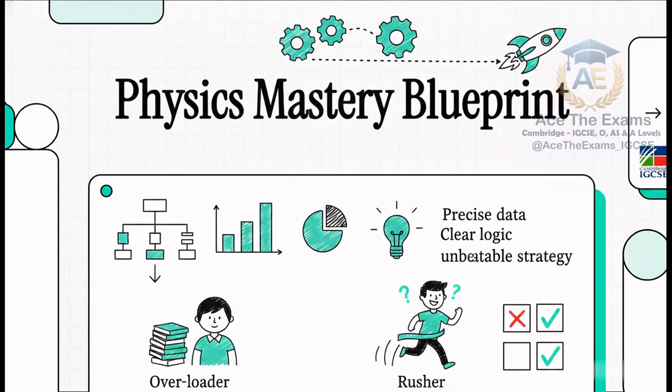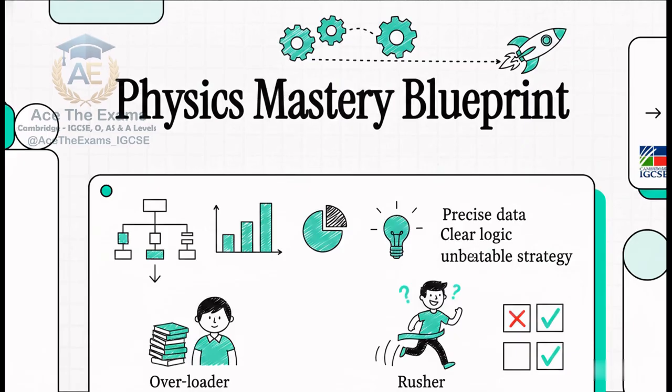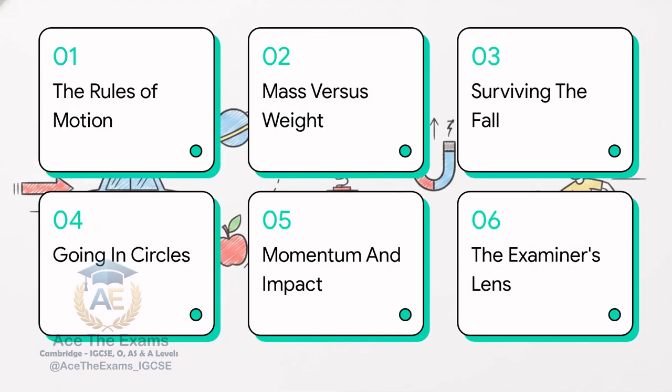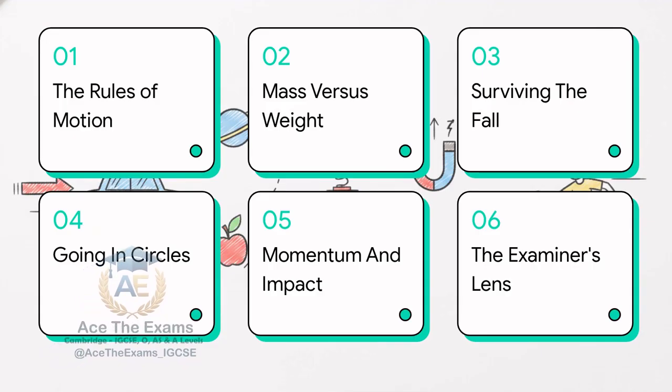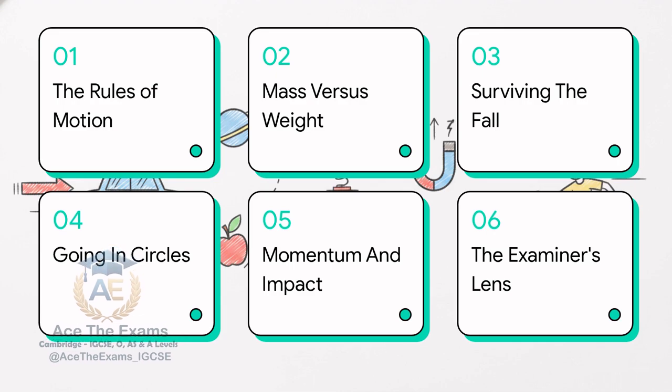Okay, let's dive right into this and construct your blueprint to logically master Cambridge IGCSE Physics concepts regarding forces and motion. Here is our strategic roadmap to systematically conquer this topic. We're hitting 6 core modules: the rules of motion, mass versus weight, surviving the fall, going in circles, momentum and impact, and finally, the examiner's lens. Let's jump right into Module 1.